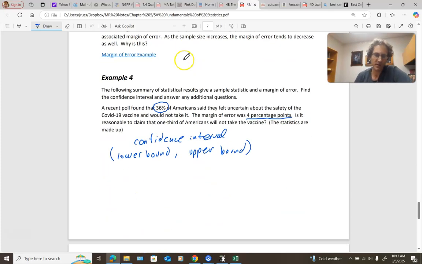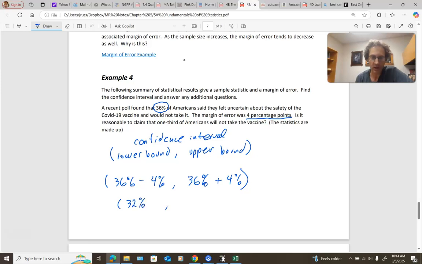Okay, so if our sample statistic is 36%, then my lower bound is going to be 36% minus the margin of error, which is 4 percentage points. Okay, and then my upper bound will be the sample statistic plus my margin of error, which is 4 percentage points. And this is going to give me an interval from 32% all the way to 40%.